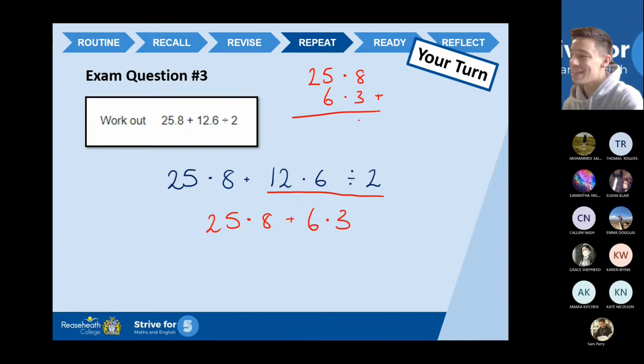8 add 3 is 11, carry the 1. Make sure we get the decimal point in there as well. 5 add 6 is 11, add the 1 gives me 12, so a little 2 there, carry the 1. 2 add 1 is 3. So my final answer is 32.1.